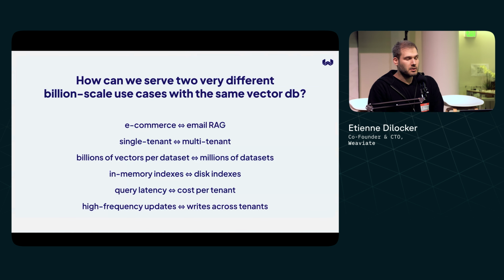running billion scale use cases with Weaviate, and two specific ones that I want to share more about. One is in e-commerce, the other is email RAG, and they kind of represent the two big areas of use cases. One being search, semantic search, and the other being RAG.